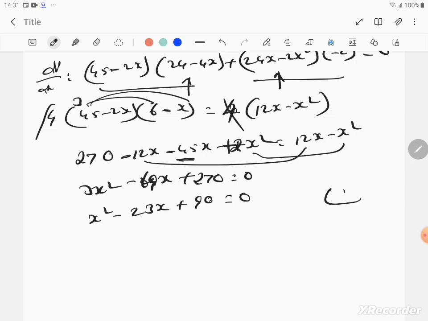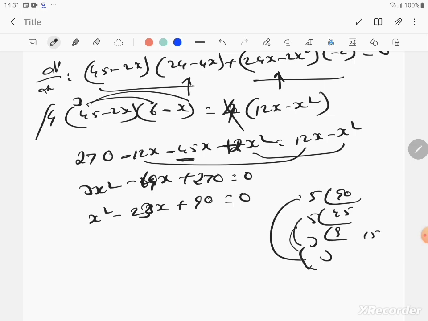And 90 can be factorized with 5 tables, with a 45, a 5, a 9, a 3, and a 3. You should get 23. 5 3s are 15. 3 3s are 9. No, I should get a 23. 5 5s are 25.